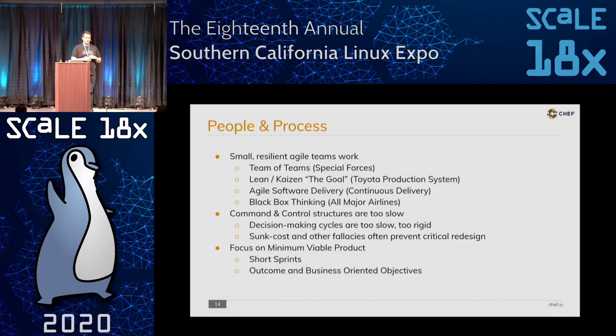Obviously, agile software delivery, continuous delivery, all those things. Another great book along these lines is Black Box Thinking. I read it recently this fall, and it talks about the black box failure inspection of airlines, particularly compared against a lot of the medical field.